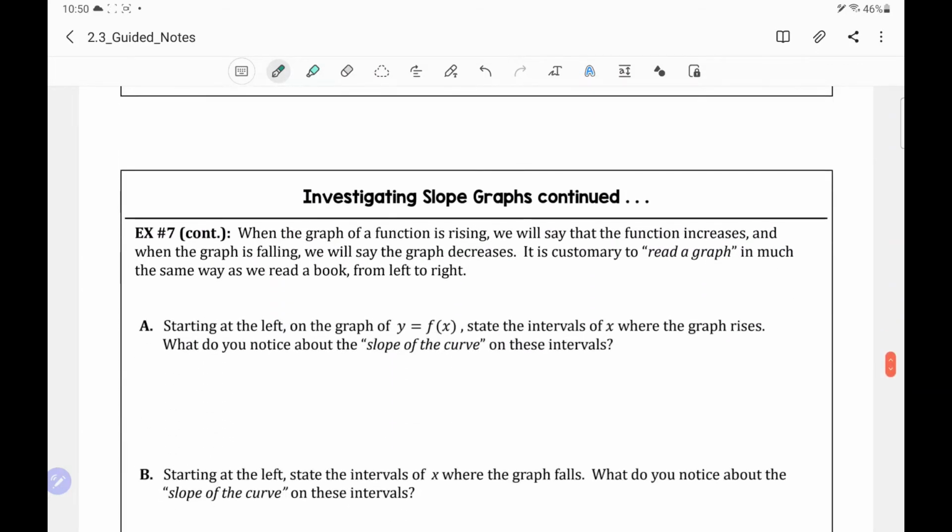Investigating slopes continued. When the graph of a function is rising, we will say that the function increases, and when the graph is falling, we will say that the graph decreases. It is customary to read a graph in much the same way as we read a book from left to right. So starting at the left on the graph of y equals f of x, state the intervals of x where the graph rises. So we're just looking for where is the graph rising from left to right.